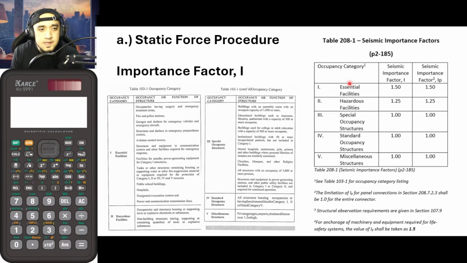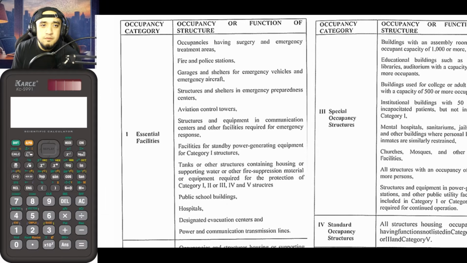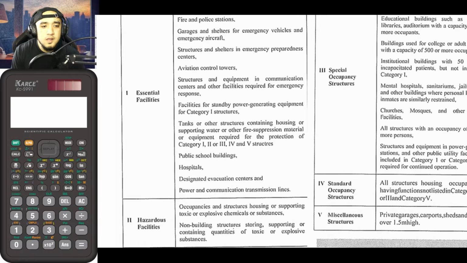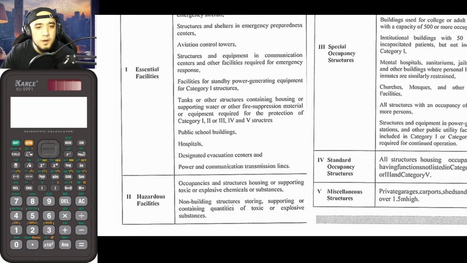So for essential facilities, it includes the following but are not limited to. So we have fire stations, police stations, garages for emergency vehicles, aviation control centers, public school buildings, hospitals, and the like. And for hazardous buildings, as you can see at the bottom part, these are occupancies or structures housing or supporting toxic or explosive chemicals or substances. So some examples here are power plants, let's say factories for fireworks, and etc.